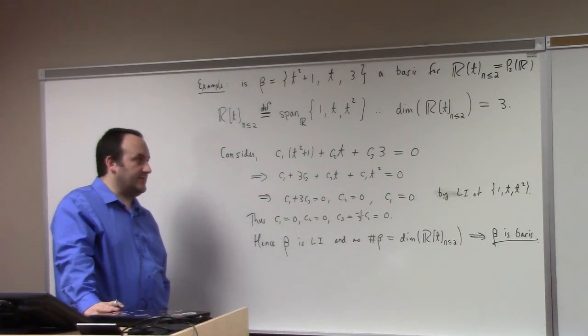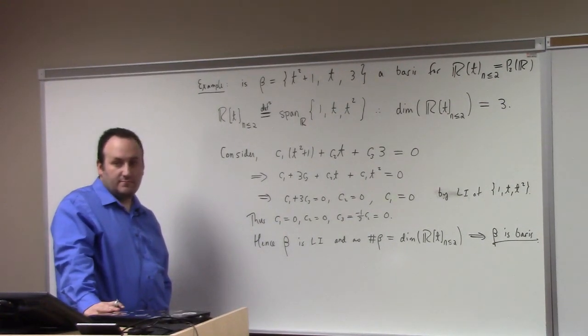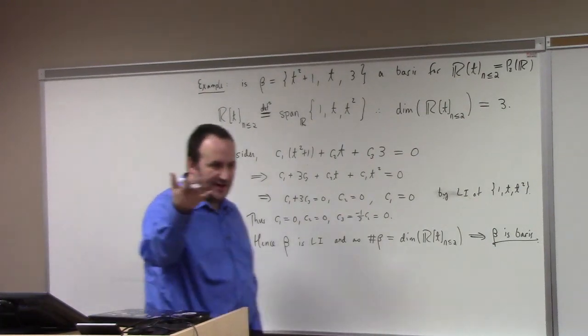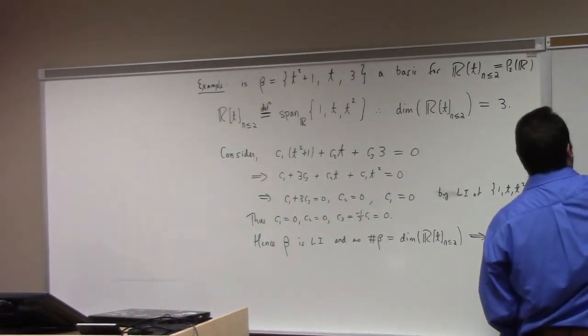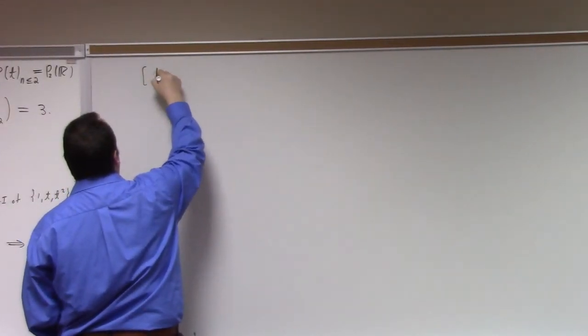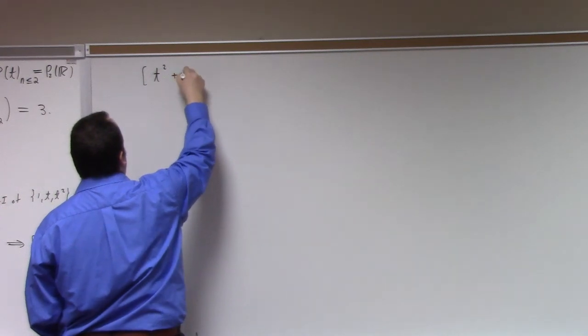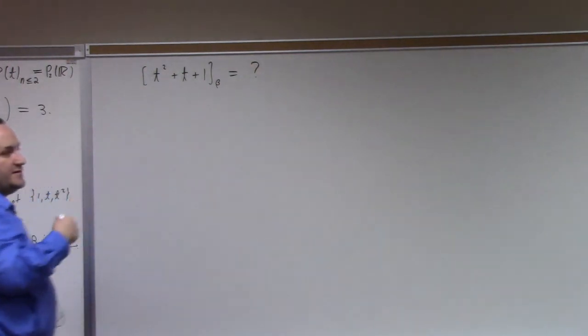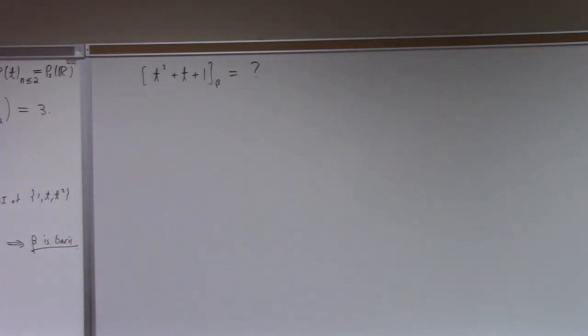So let's take a step further. What if I wanted to find the coordinates of a particular quadratic polynomial? Does this help me? If I asked you, what are the coordinates of, say, t squared plus t plus 1 with respect to the beta basis? See, the calculation we've done so far may not be that helpful. So how should you figure out the coordinate vector for that vector, for example?